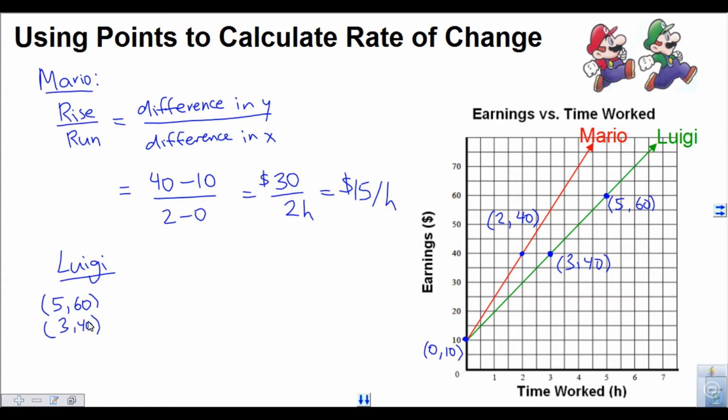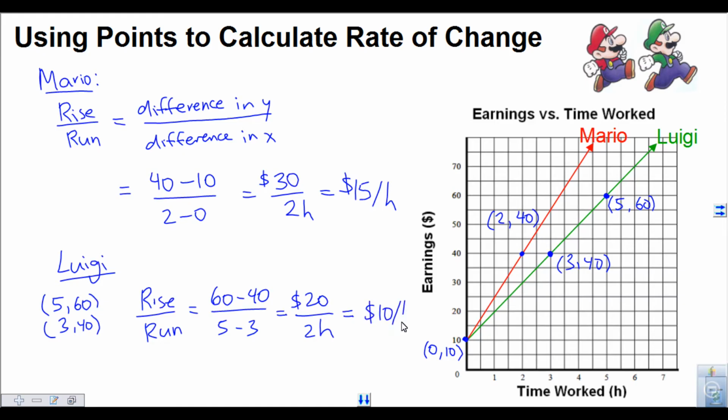Now, the difference in the y, remember, we're just going to subtract the 2 y numbers, so it lines up quite nicely if you write them on the side here. So, again, in order to calculate rate of change, we're going to do rise over run. The rise is, again, just the difference in the y numbers. So I'm going to write 60 take away 40. And then 5 take away 3 is the difference in the x numbers. So 60 take away 40, that's 20, and that's $20. And the run is 5 take away 3, that's 2, and those numbers as a run are hours. And then 20 divided by 2 is again 10, so it's $10 per hour.